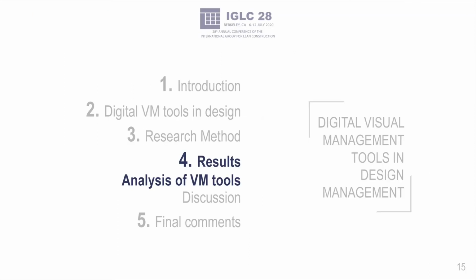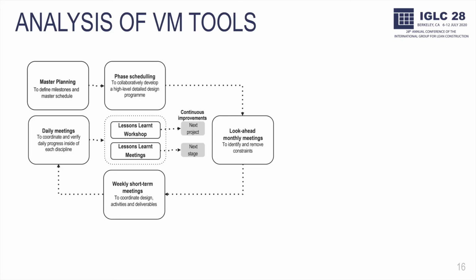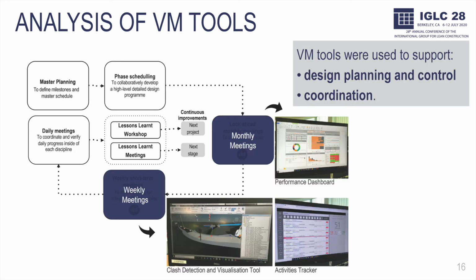The results are divided into analysis of the VM tools and discussion. Different types of meetings are carried out regularly, some for design planning and control and others for coordination. The management process includes different hierarchical levels of meetings, which are master planning, phase scheduling, monthly meetings, weekly meetings, and daily meetings. The VM tools were used to support the design, planning, control, and coordination at tactical and operational levels mainly, which are the monthly and weekly meetings.